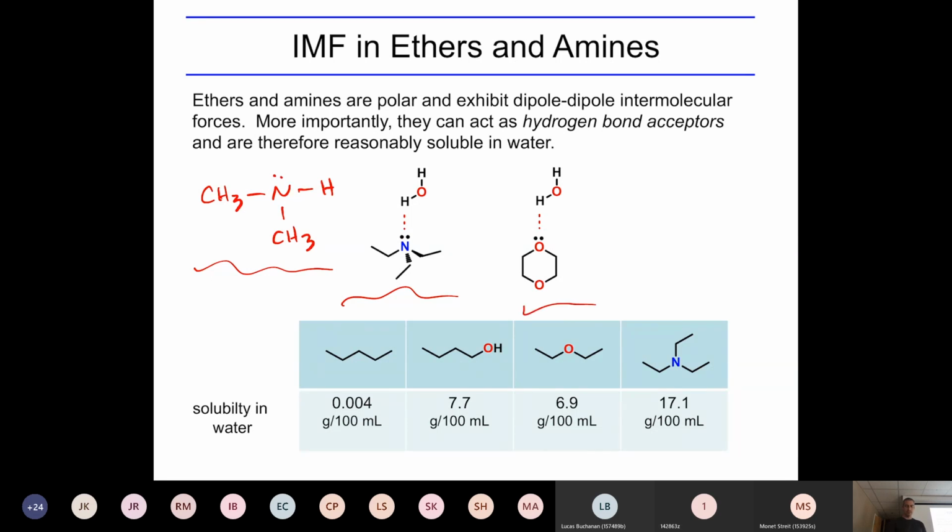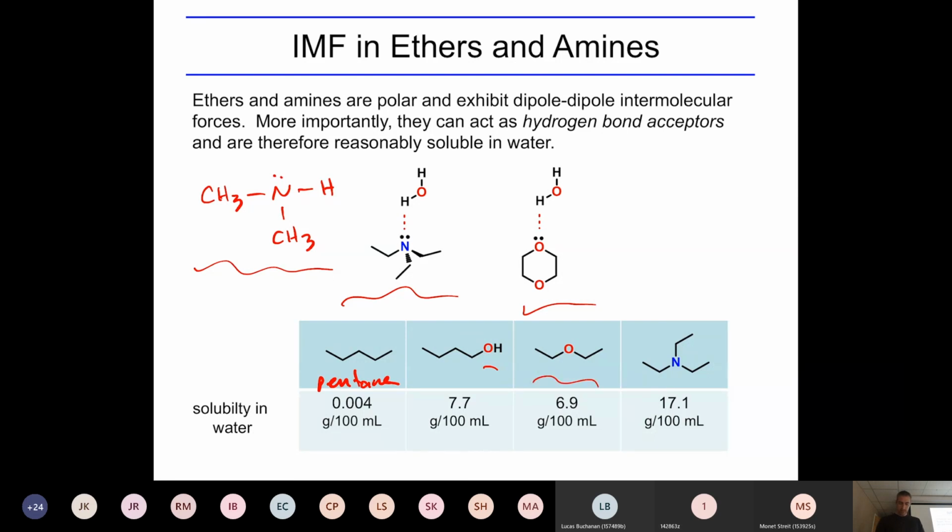Ethers we already looked at can be hydrogen bond acceptors. So if you look at water solubility, this one on the left, which is just pentane, is very, very low, 0.004 grams in 100 mL of water. Stick an OH on there, and that jumps up to 7.7 grams. It dramatically increases the water solubility. That makes sense. OH can hydrogen bond with water, and that allows it to become water soluble.